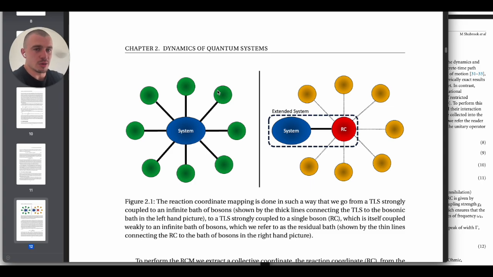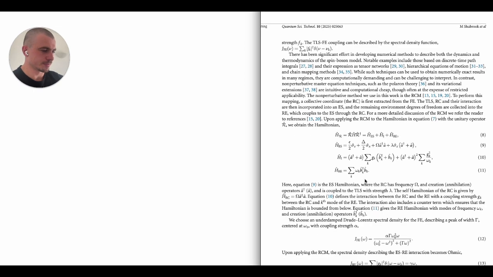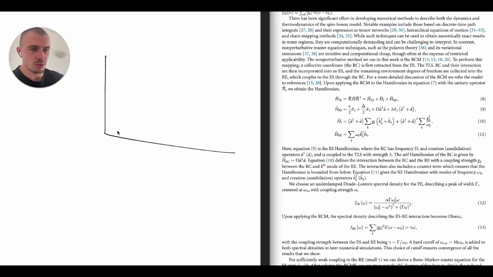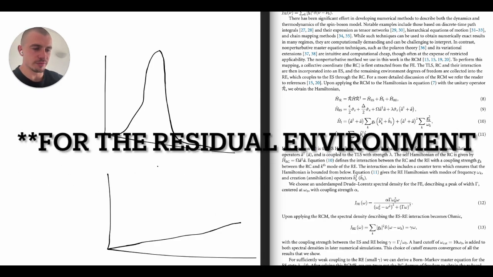But other than that, we're allowed for the coupling strength between the system and the full environment to be as strong as we like. Okay, so here we basically just give a short introduction to the reaction coordinate mapping. We show what the Hamiltonian looks like after we perform it, and then we show what happens to the spectral density of the full environment, which we originally take to be what's called underdamped, which is essentially a sharp peak like this. And then it's going to get mapped to an ohmic spectral density for the full environment like this.